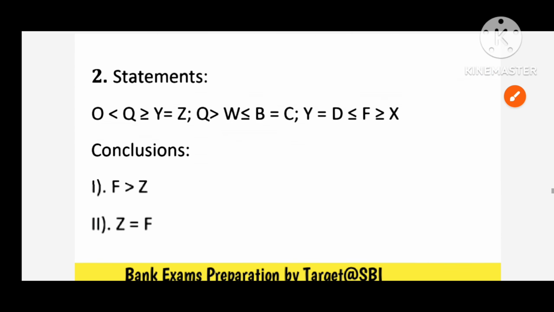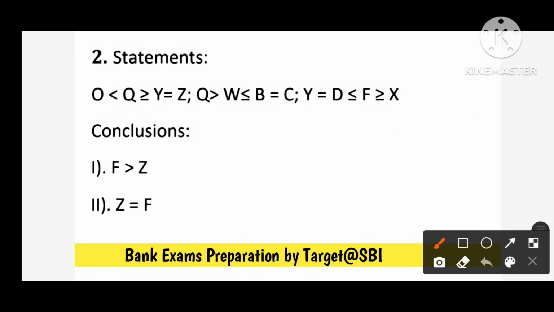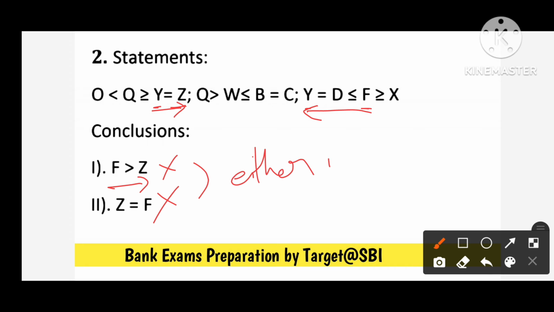Next, second question, flow from F to Z. Here is F and here is Z. Common element between them is Y. So flow from F to Y is possible, and from Y we can reach Z, but everywhere there is equal to also. So individual case of these two fails. Combiningly these two become a complementary pair. So answer will be either 1 or 2.